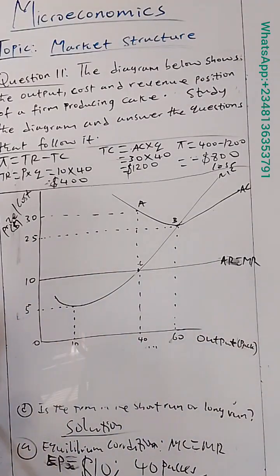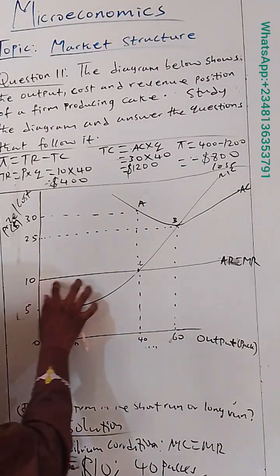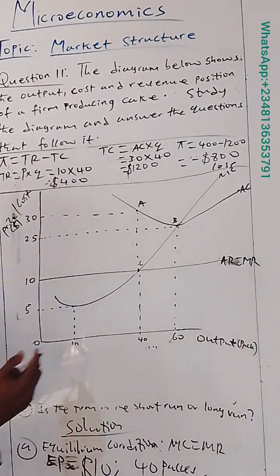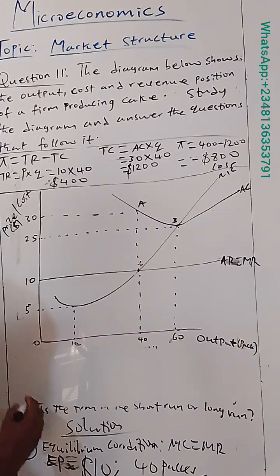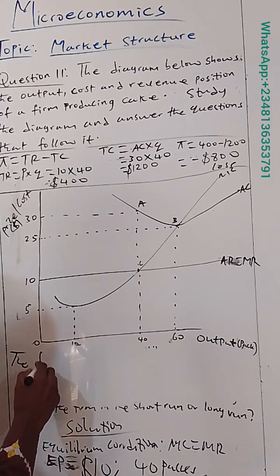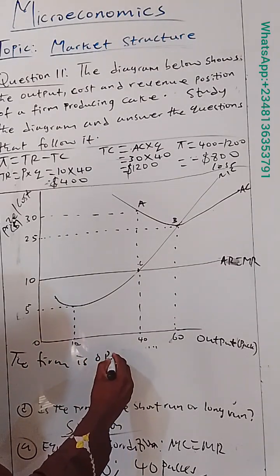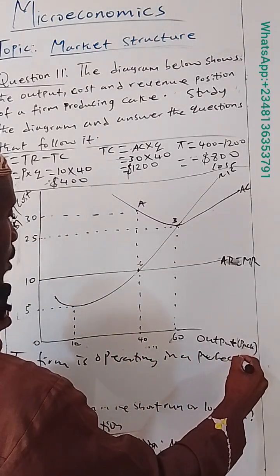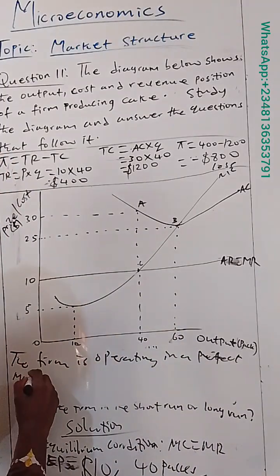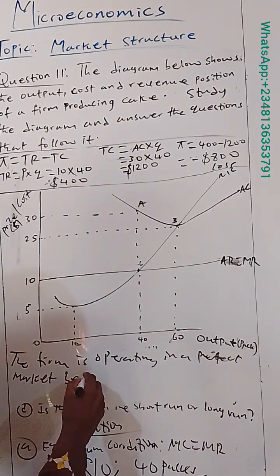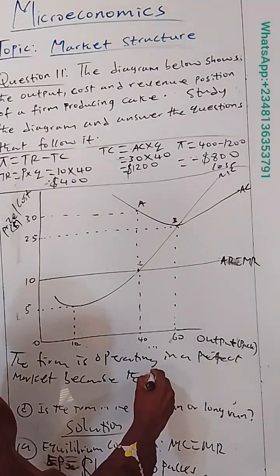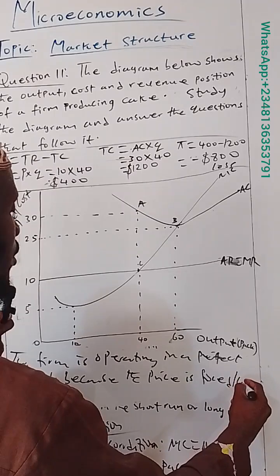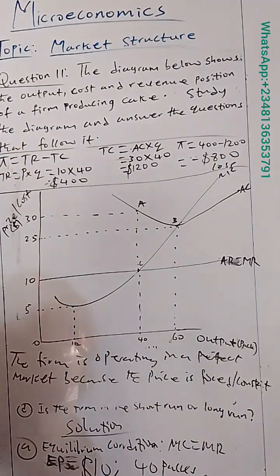Another way of looking at this is that when the demand curve, this is what represents the demand curve, is horizontal, the firm is in a perfect market. So in other words, since the price is fixed, we say the firm is operating in a perfect market. Because the price is fixed, that is constant, the firm is operating in a perfect market.